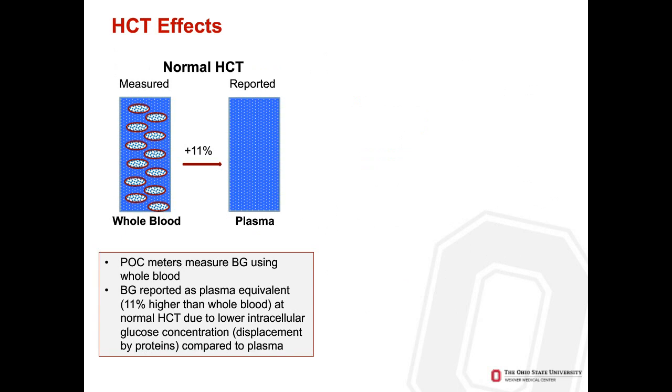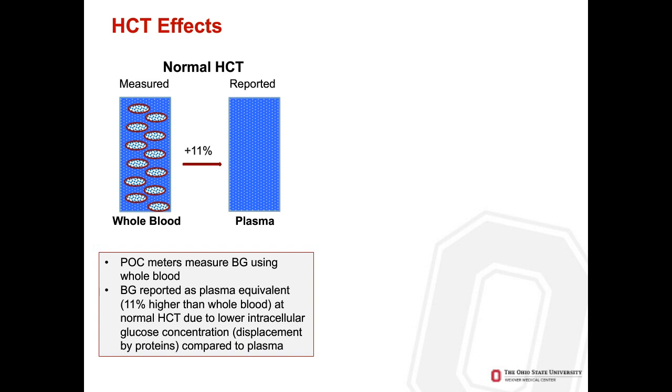Hematocrit effects are critical when considering the accuracy of point-of-care glucose measurements. Point-of-care glucose meters measure glucose using whole blood, and then those results are converted to a plasma value. That conversion factor is about 11%, and that's because of the displacement of glucose by proteins in the intracellular compartment compared to plasma.